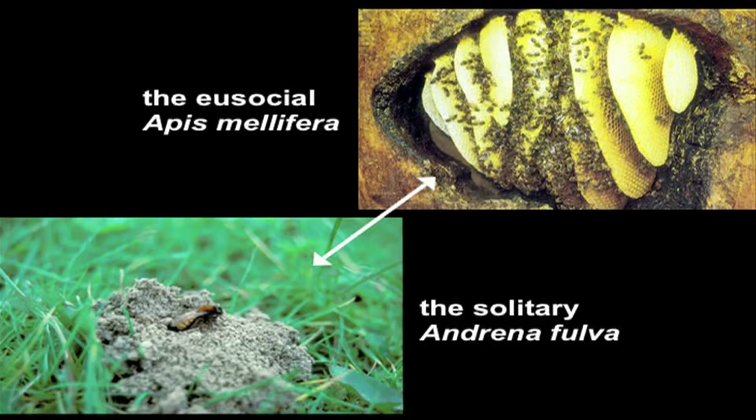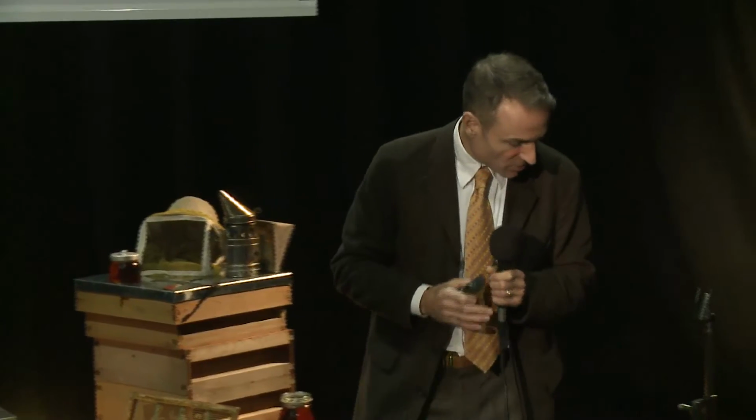How do we go from solitary, and some 90% of bee species are solitary, through to eusocial, like in the honeybee? This is a major evolutionary transition, so-called. How has that happened? And how has it happened in honeybees?